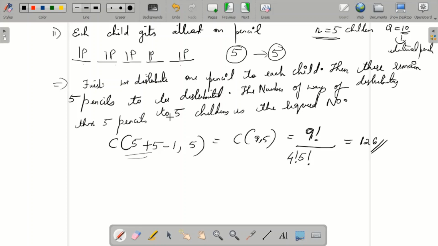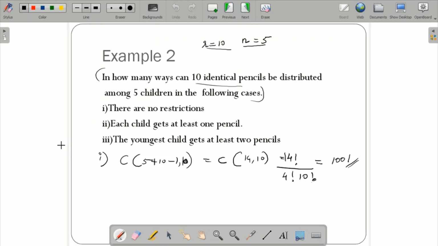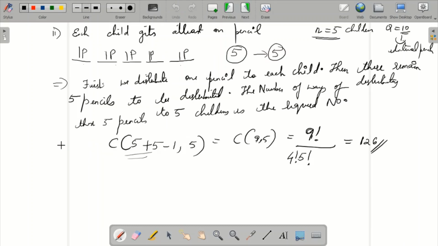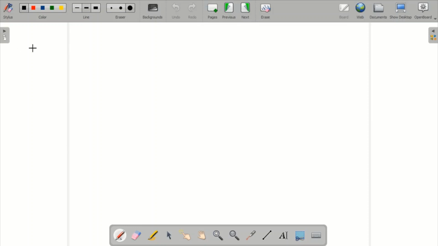The number of ways of distributing the 5 pencils to 5 children is the required number. So this is regarding the second sub question. Next, the third sub question is: the youngest child gets at least 2 pencils.